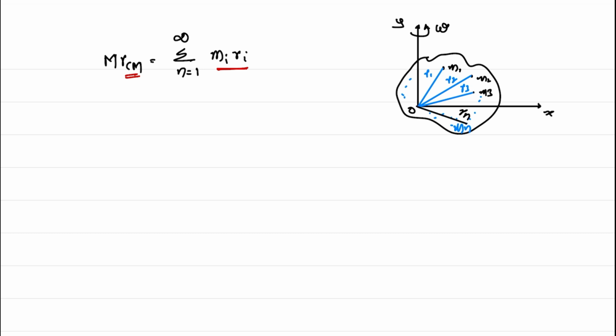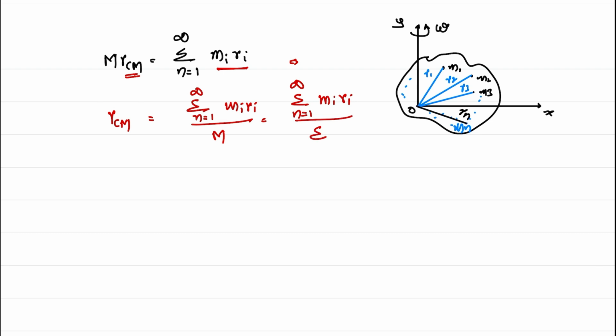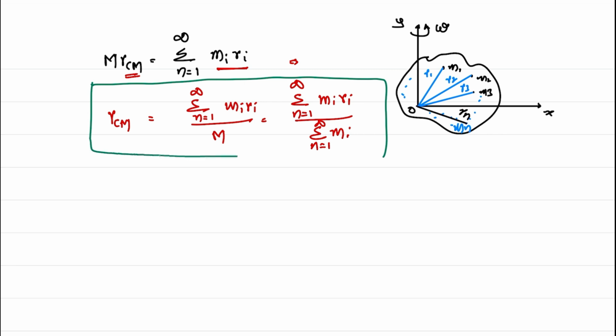Once RCM is known to us, please try to understand, this is a very important concept. RCM is the sum from n equal to 1 to infinity of mi Ri divided by the total mass, and the total mass is nothing but the sum of mi from n equal to 1 to infinity. This is the formula for RCM which we have discussed in the previous classes. Please refer to my earlier classes for this.